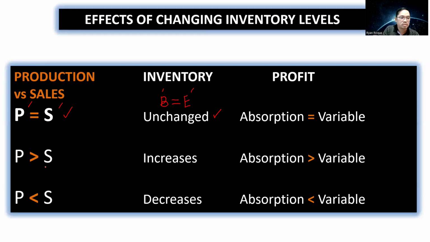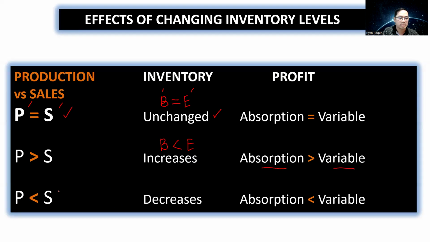But if your production would exceed your sales, meaning there are more units produced than what you have sold, that means that there will be increase in your inventories. Therefore, your beginning inventory would be less than the ending inventory. And that would result to the income or profit of your absorption greater than that of the variable costing method.